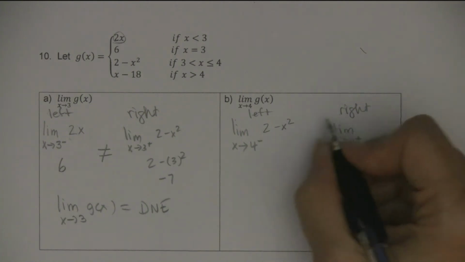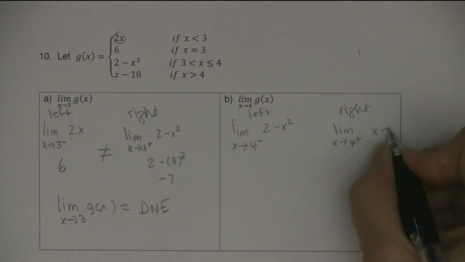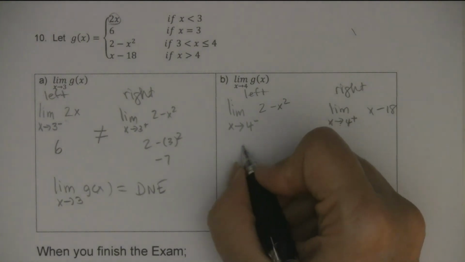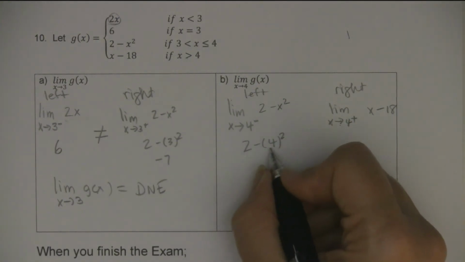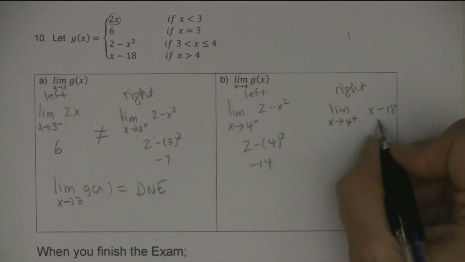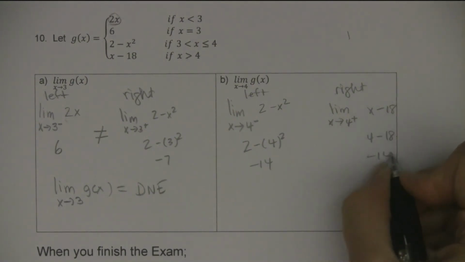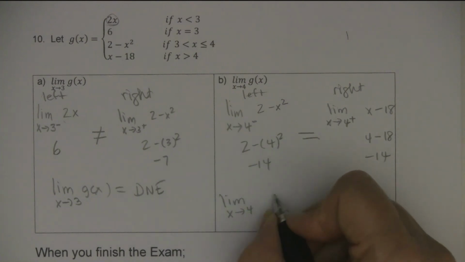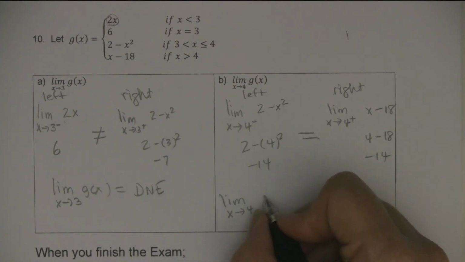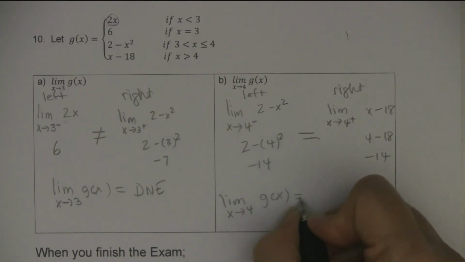And so let's see here, x minus 18. So when we plug in here, we get 2 minus 4 squared, which is 2 minus 16, negative 14. And when we plug in here, we get 4 minus 18, which is negative 14. They are equal to one another. So that is the reason that we can say that the limit as x goes to 4 of g of x is negative 14.